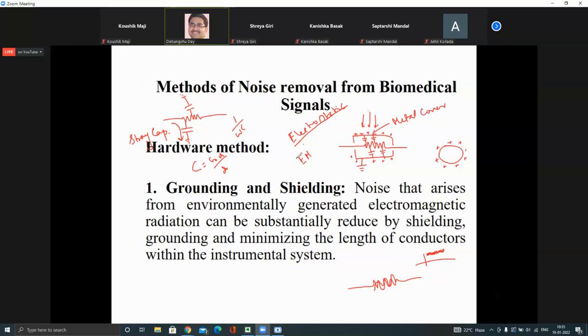For two purposes, one for electrostatic field, other for the electromagnetic. The explanations for the two things are quite different.